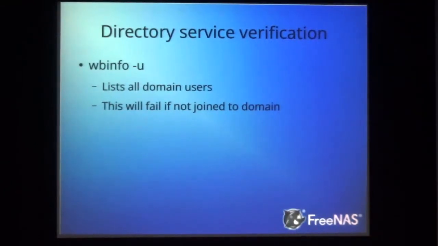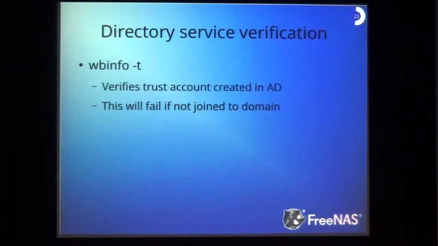wbinfo -u. This will list all the domain users, and about the only time I see that fail is if the domain join failed or the secret changed. But the secret changing is less common than the join failing. Same thing with wbinfo -g. That'll list all the domain groups. Same failure case.